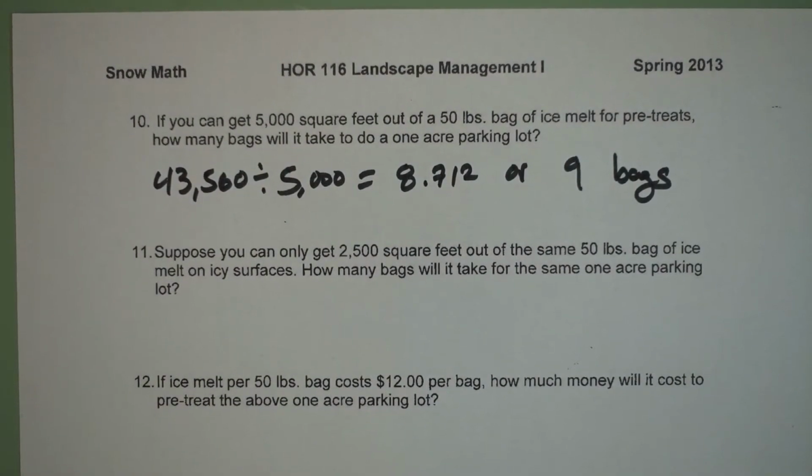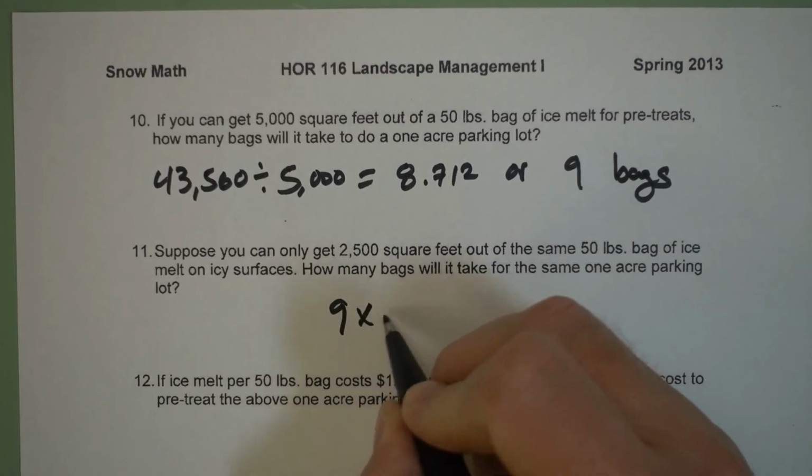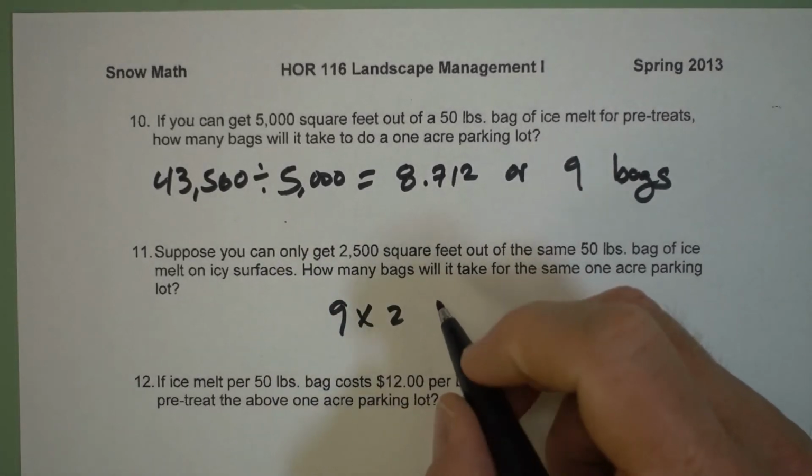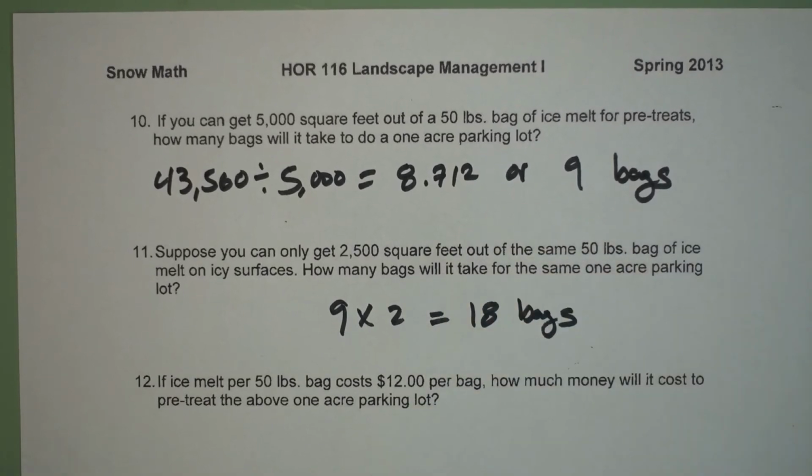Suppose you only get 2,500 square feet out of the same 50-pound bag of ice melt on icy surfaces. How many bags will it take to do the same 1 acre parking lot? Well, guys, that's simply multiplying by 2. 9 times 2 would give us 18 bags. Because remember, pre-treats we're getting 5,000 square feet. The rate's cut in half on icy surfaces, so we're going to have to double the amount of bags for that.